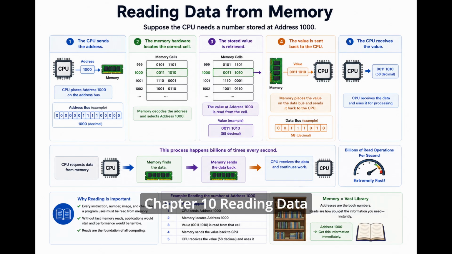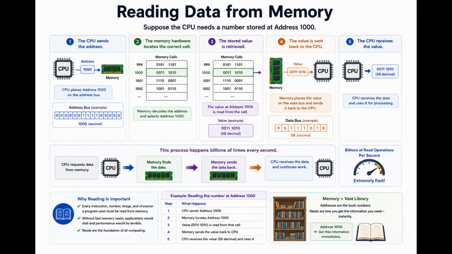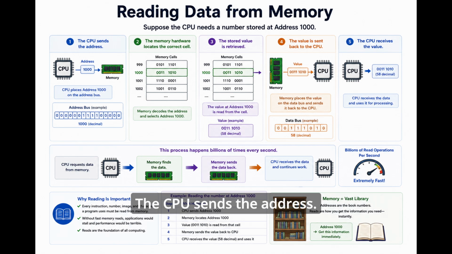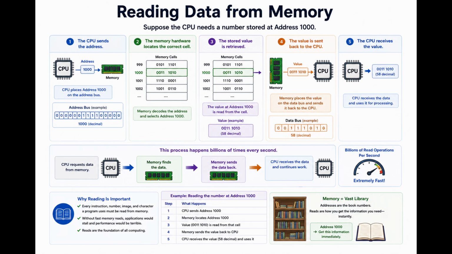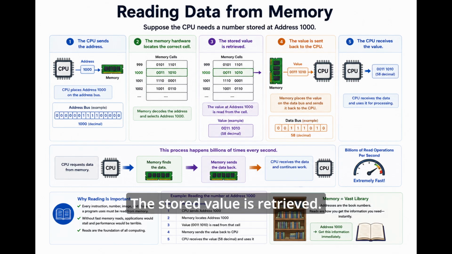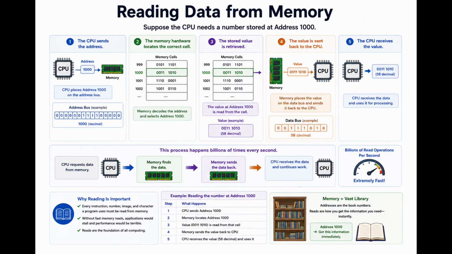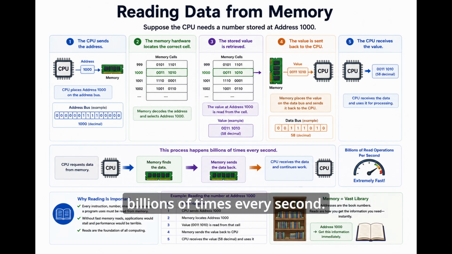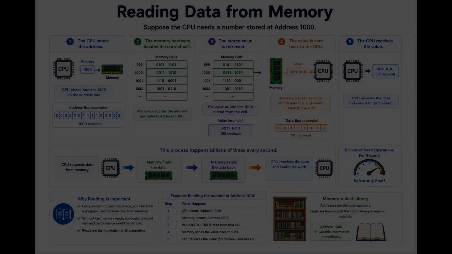Chapter 10 Reading data from memory. Suppose the CPU needs a number stored at address 1000. The CPU sends the address. The memory hardware locates the correct cell. The stored value is retrieved. The value is sent back to the CPU. This process happens billions of times every second. Every application depends on memory reads.